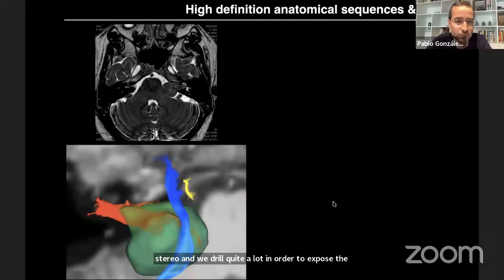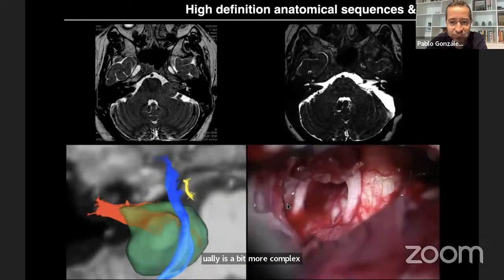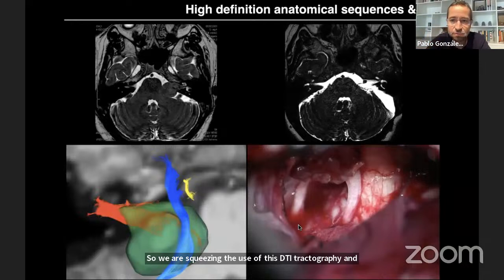So when we are dealing with a tumor like this acoustic or vestibular schwannoma, one of the most important things is where the cranial nerves are located. Where is the facial nerve? Where is the trigeminal nerve? The trigeminal nerve generally is very easy to find in the T2 volumetric analysis, but the facial nerve usually is a bit more complex. So we are using this DTI tractography, and with that, we can have a relative orientation before removing the tumor.